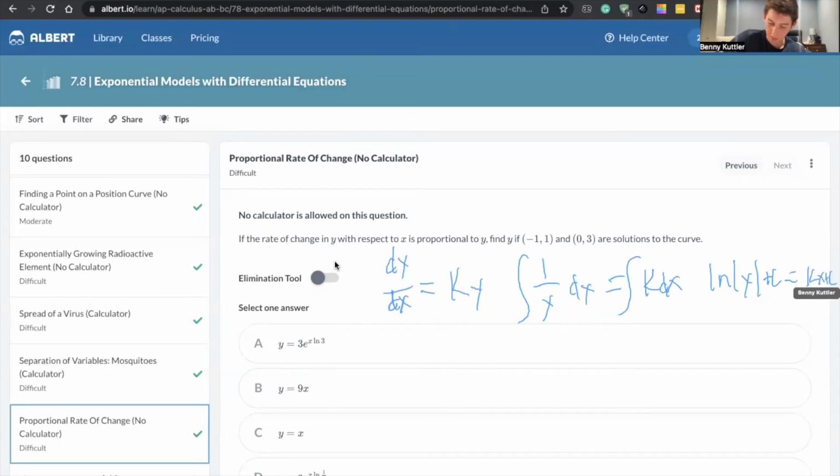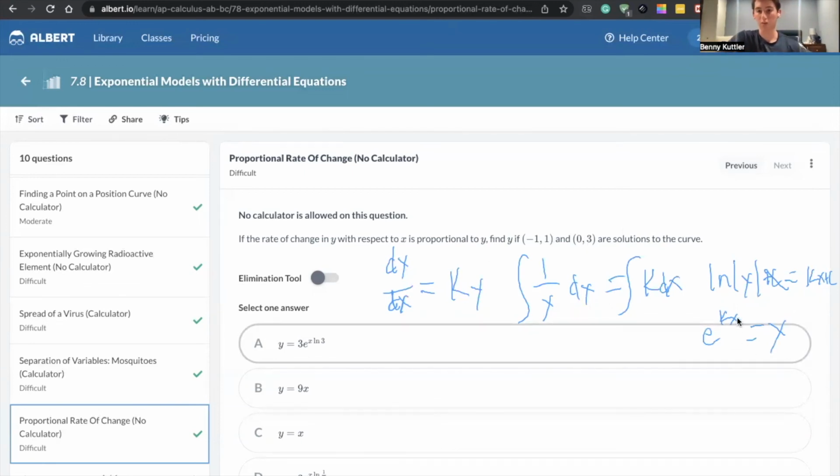You can safely ignore this c because the constants are both constants. And now we can rewrite this as e to the kx equals y. And now what we can do is start plugging in these initial conditions. This could maybe be simplified a little more, e to the k times e to the x, but that's not going to help us right now. First, we want to plug in this one that has 0 in it, because that's going to, as we'll see, help us eliminate this k right now.